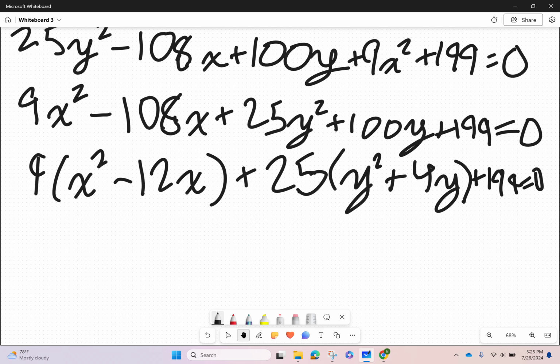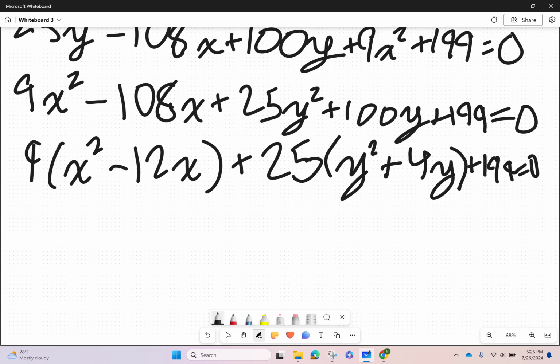Well, next we need to complete the square. There we go. Couldn't think of it for a second. We need to complete the square for each of our variables, for our x equation and our y equation. So we're going to rewrite that 9. Then we're going to do x squared minus 12x. And then we're going to put something there. I'll come back to it in a second.